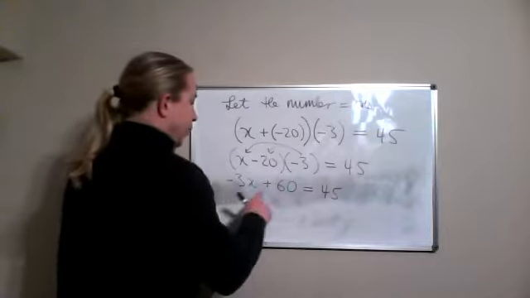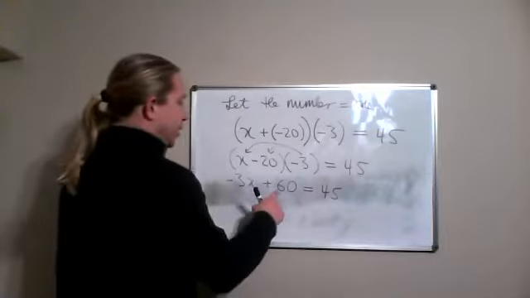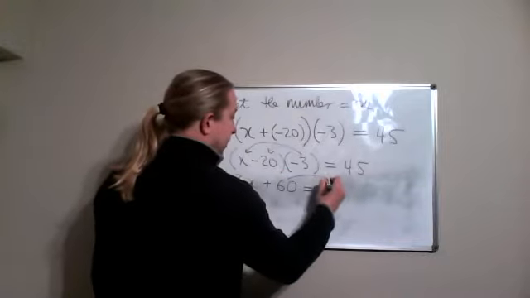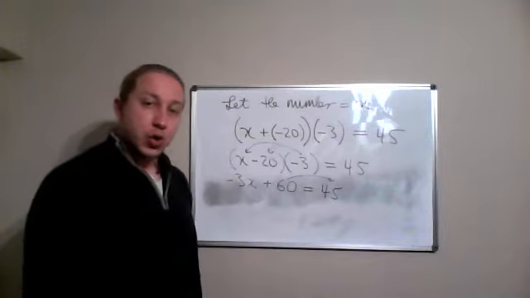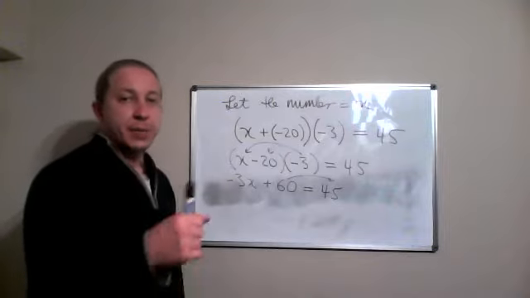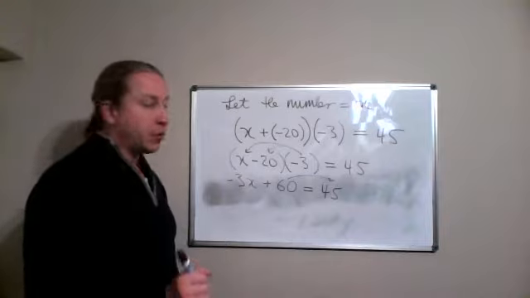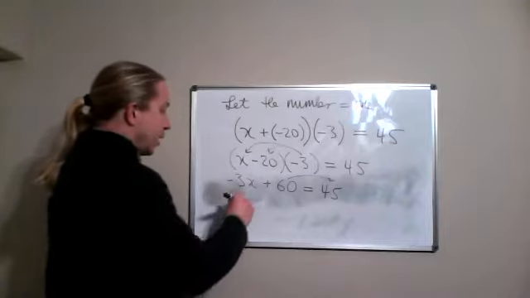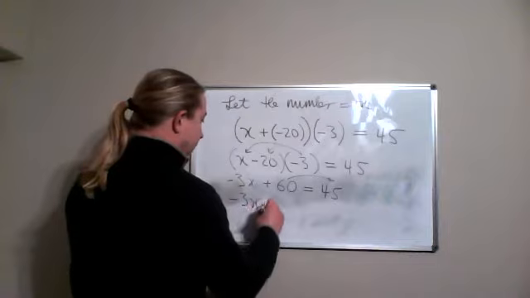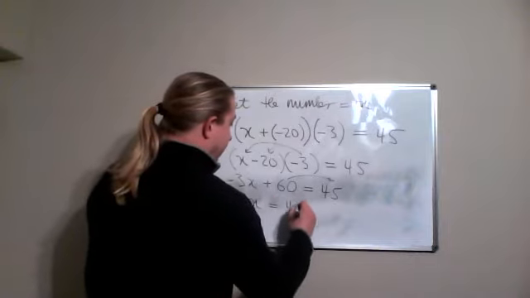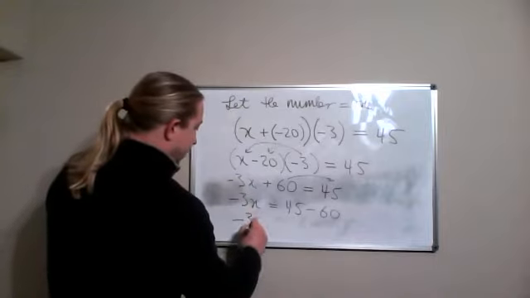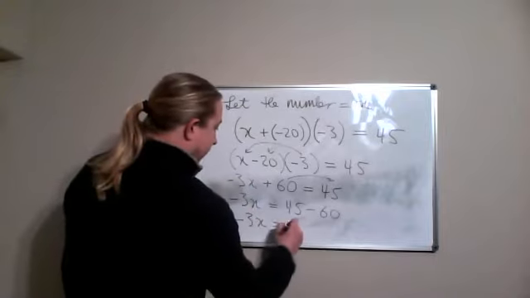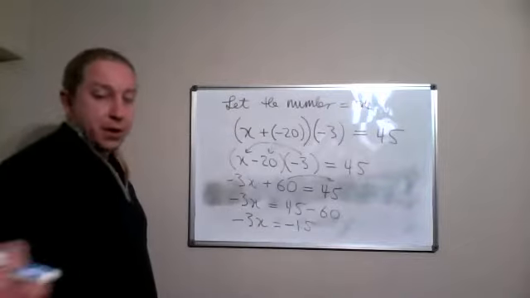Right, now we need to isolate x. Here's our negative 3x. Let's keep it here. Let's take this 60 to the other side. Remember, as a term crosses over the equal sign, it changes sign. So if it was negative, it becomes positive. If it was positive, it will become negative. So this will be minus 3x, which equals 45 minus 60. And this means it's minus 3x equals negative 15.